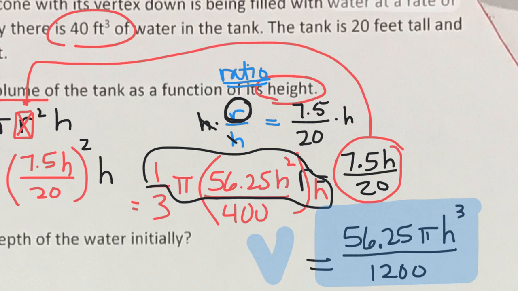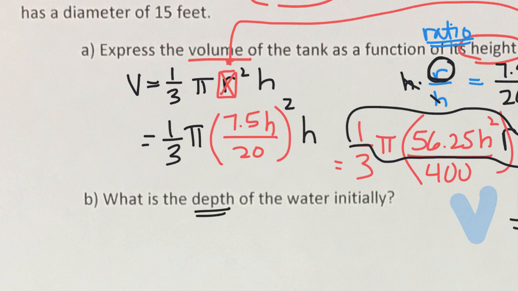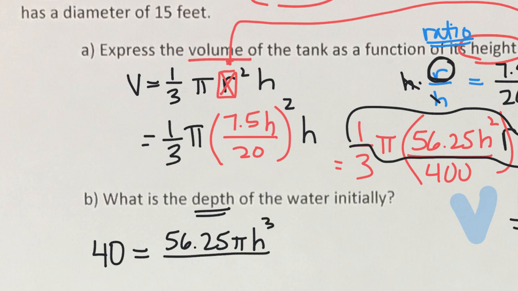Okay, so now let's answer our next question: what is the depth of the water initially? The depth of the water is the same as the height of the water. Height and depth are the same for water. The volume we're given is 40 cubic feet, and I'm going to set that equal to 56.25 pi h cubed divided by 1200. So let's solve this for h.